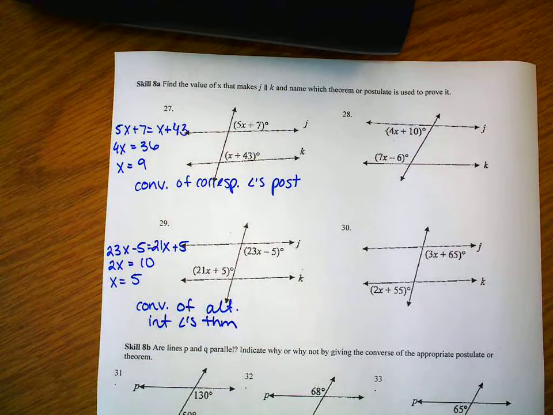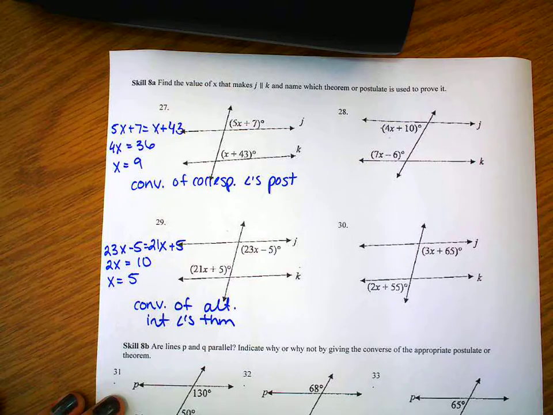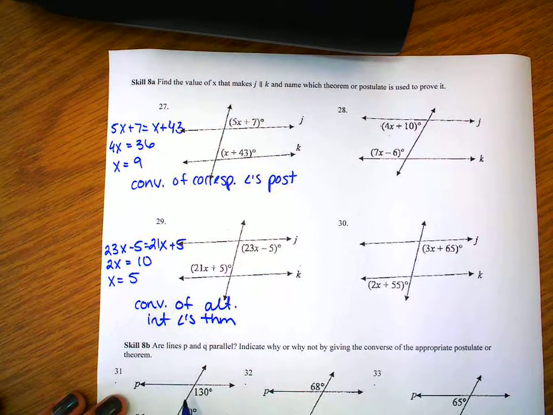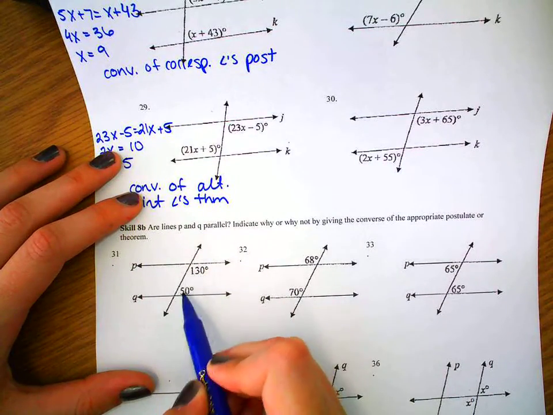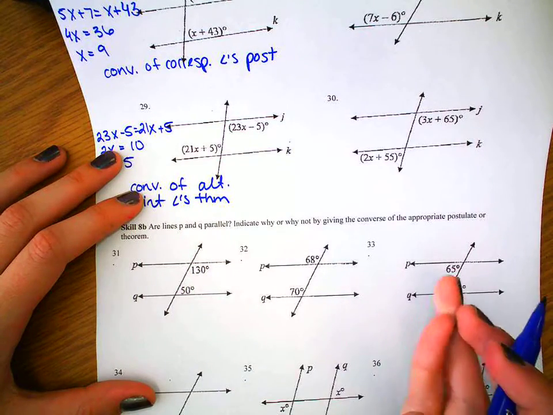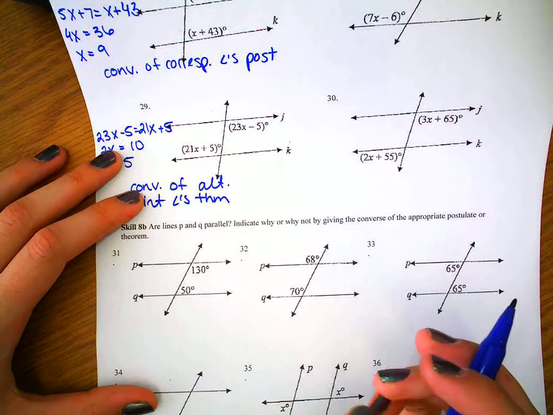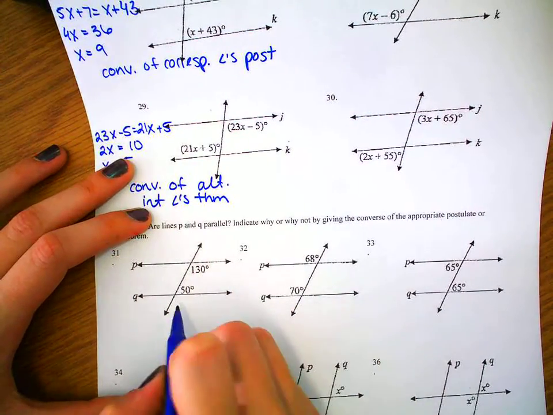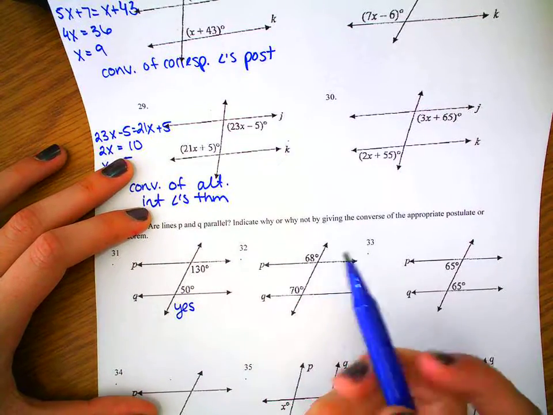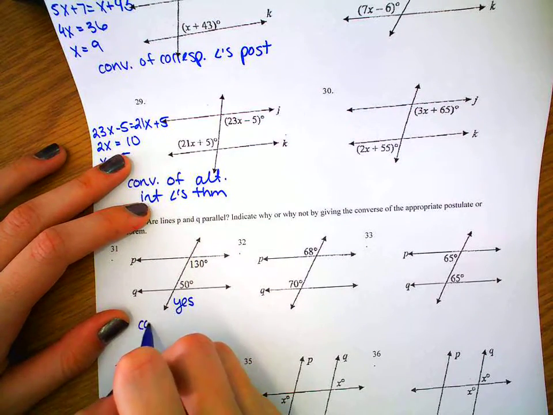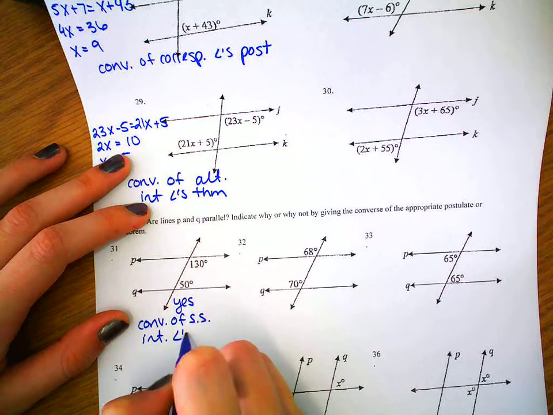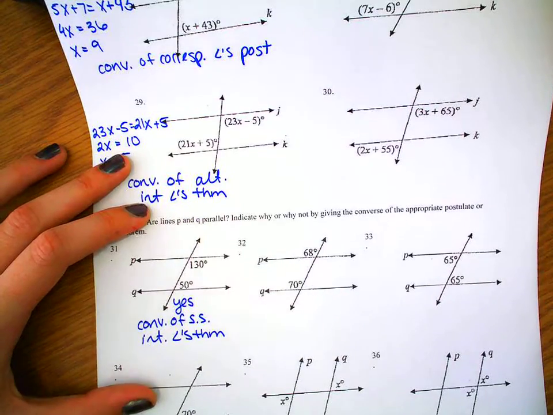Alright, number 31. I'm asking if lines P and Q are parallel and to have you indicate why or why not by giving the converse of the appropriate postulate or theorem. So I have same side interior angles here, and I know with same side interior angles, I want my angles to be supplementary. 130 plus 50 is 180, therefore yes, they are supplementary, so yes, P and Q are parallel. And I've used the converse of same side interior angles theorem to prove that these lines are parallel.